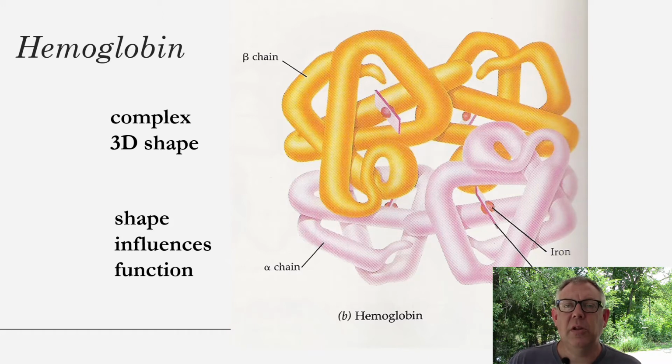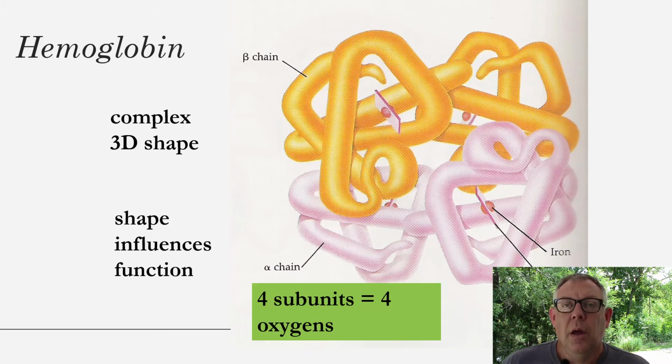Okay, and so again, when we look at hemoglobin, we talk about its complicated shape. You've got 4 subunits that all come together. Like any other protein, or most proteins anyway, shape influences function, and it's really important in hemoglobin. Each of these subunits can hold an oxygen, so every hemoglobin can hold 4 oxygen atoms.